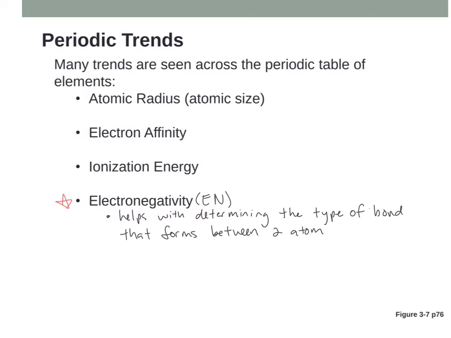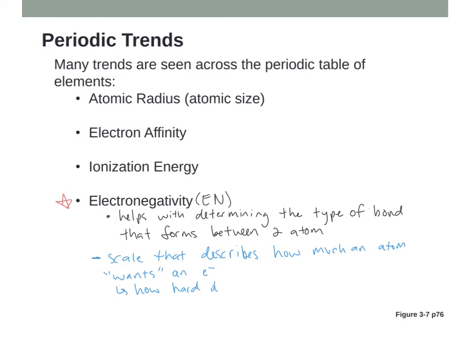Now, what is electronegativity? Basically, it's a scale that tells us how much an atom wants electrons, how much it likes electrons, how hard it is going to pull on electrons. It's a scale that describes basically how much an atom wants an electron. I'm going to anthropomorphize these atoms because I think it's helpful to think about it that way. Or another way to say this is: how hard is it going to pull on electrons? Does a fluorine versus an oxygen, for example, pull harder on electrons?